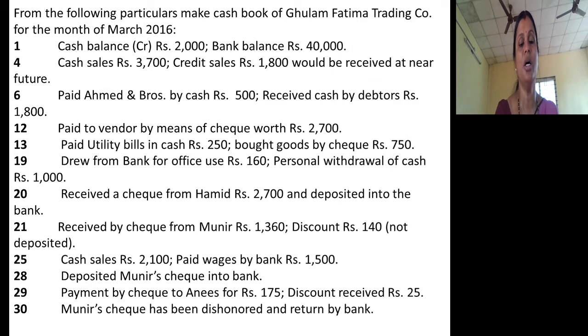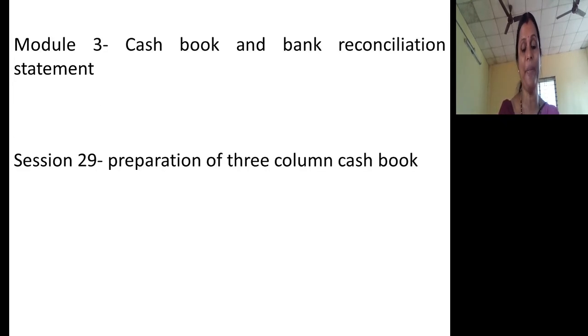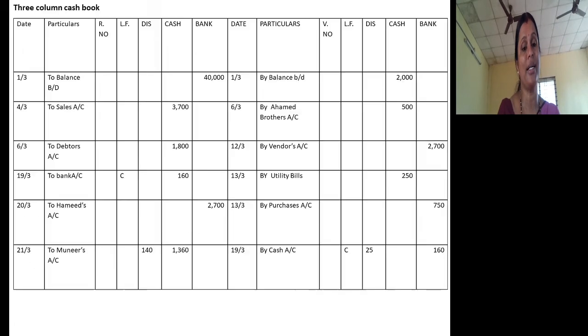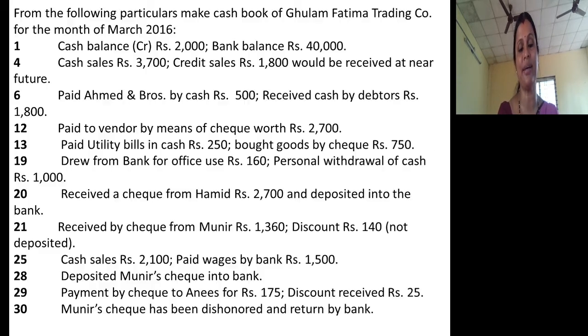Next, received a check from Hamid rupees 2,700, deposited into bank. Whenever you receive a check from anyone, the check received will be treated as a cash receipt. But you deposited it on the same day, immediately. So the check received cannot be treated as cash received, as you are depositing it into the bank. So the journal entry is bank account debit to Hamid's account. On the debit side of the cash book, in the bank column, I recorded to Hamid's account 2,700.